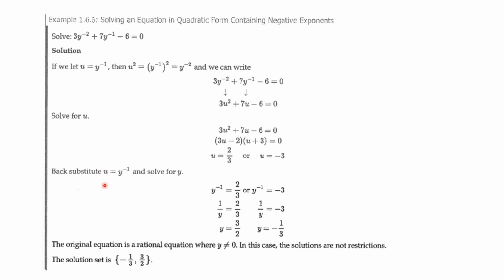Now, when we substitute back u equal y to the minus 1 and solve for y, we find y to the minus 1 equal 2/3. So y is equal to 3 over 2, or y to the minus 1 is equal to minus 3. So y would be equal to, in this case, minus 1/3. So the solution set for y is minus 1/3, comma, 3/2.